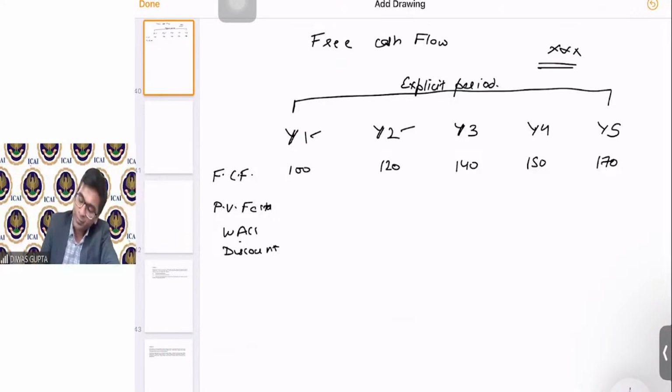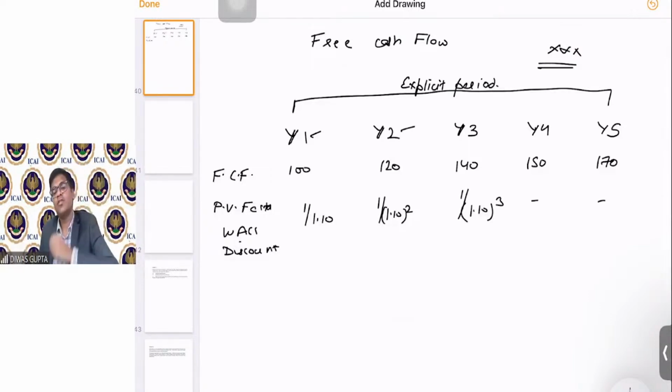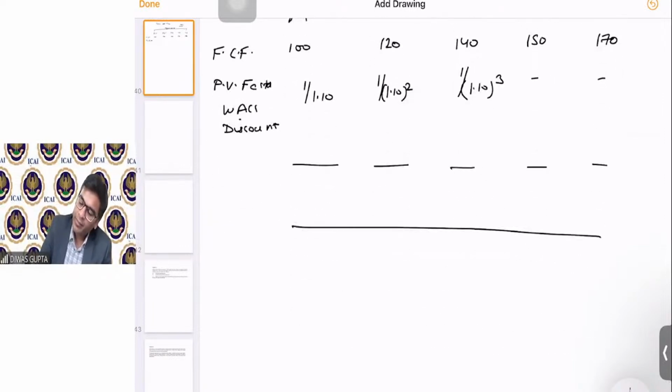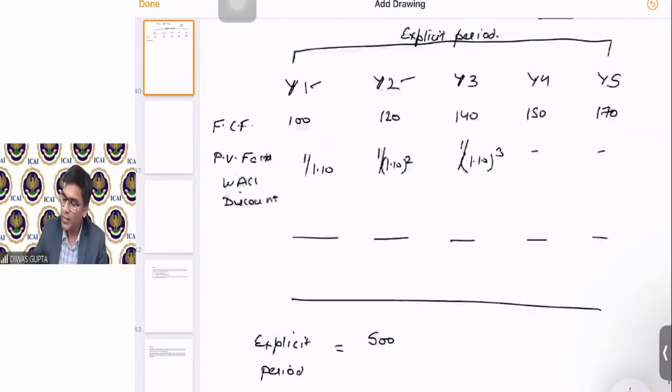So 1 by 1.10, 1 by 1.10 raised to the power 2, 1 divided by 1.10 raised to the power 3, and so on, right? This will happen. So you will arrive at the present value by multiplying this present value factor, and let's say the total comes out to be 500. So the explicit period comes out to be 500 rupees after multiplying with the present value factors. Understood, students?